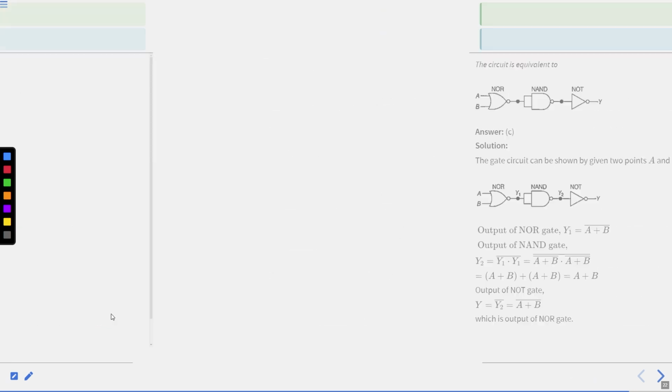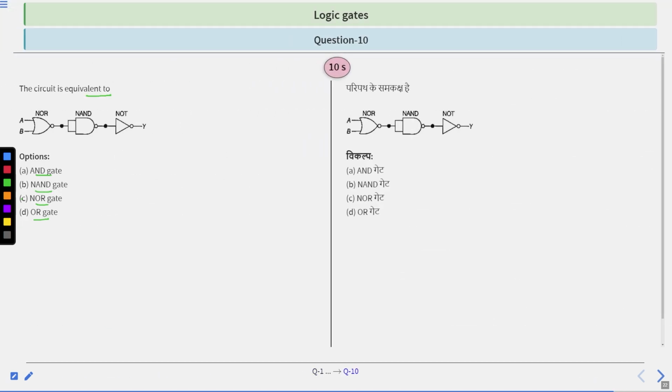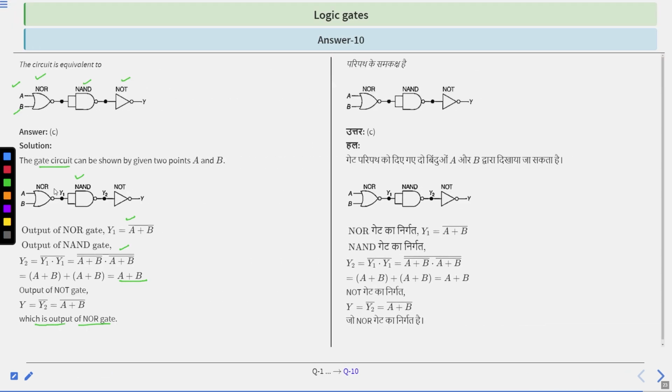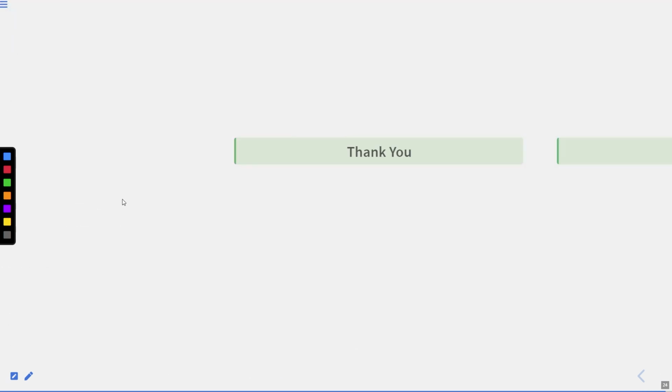So the correct answer is C, NOR gate. Clear? So this is the correct answer. And there are 3 gates used: NOR, NAND, and NOT. Clear? Thank you.